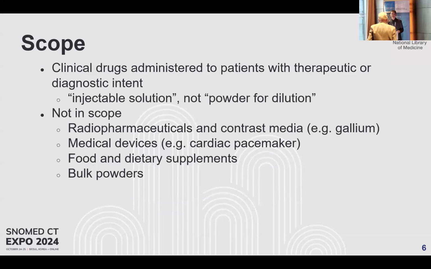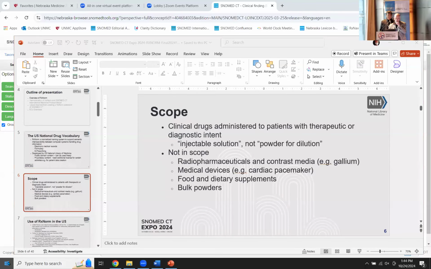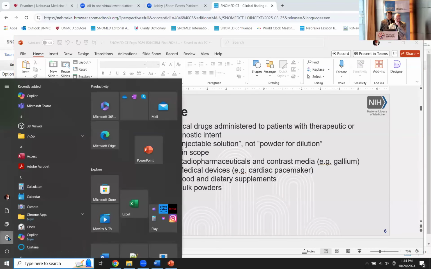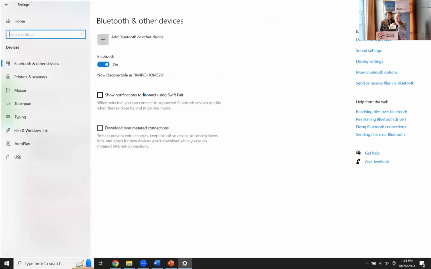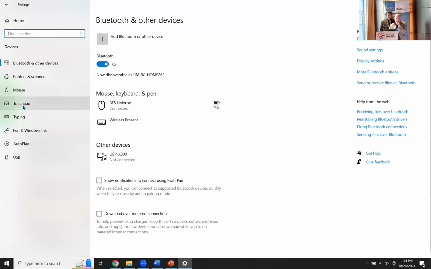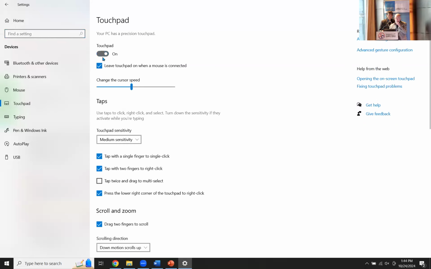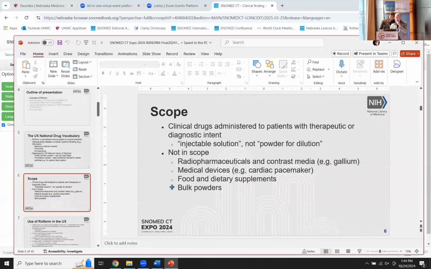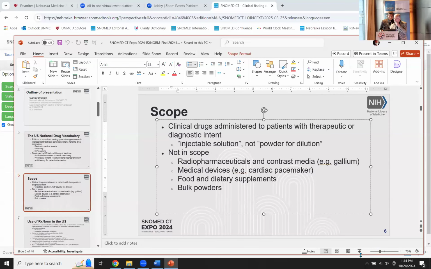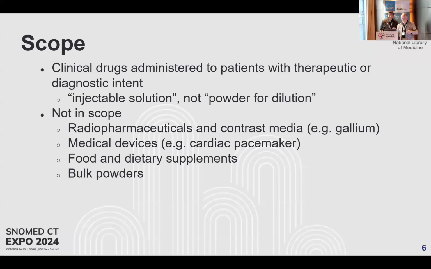I'm going to turn off the touchpad. I think that's the source of our problem. Yeah. See if that fixes it.